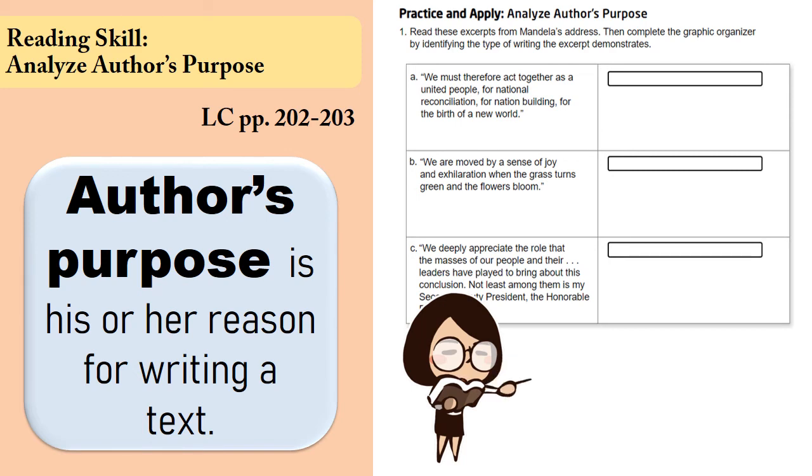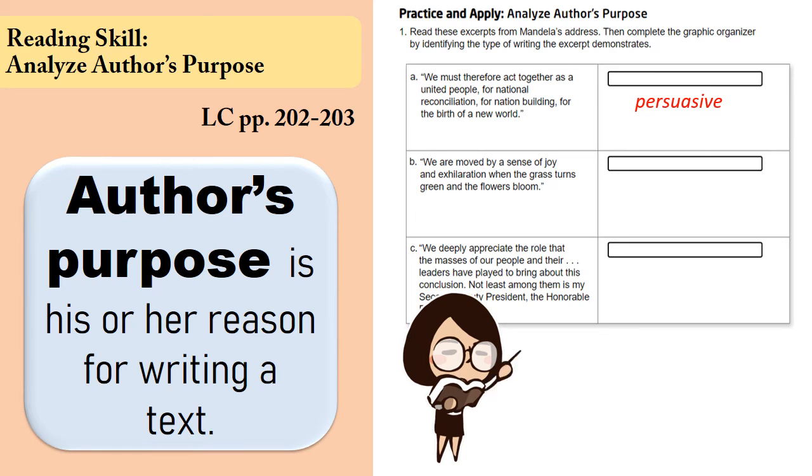Let's have practice and apply: analyze author's purpose. So number one, read these excerpts from Mandela's address, then complete a graphic organizer by identifying the type of writing the excerpt demonstrates. A. We must therefore act together as a united people for national reconciliation, for nation building, for the birth of a new world. Is it persuasive, descriptive, or expository? That is persuasive.